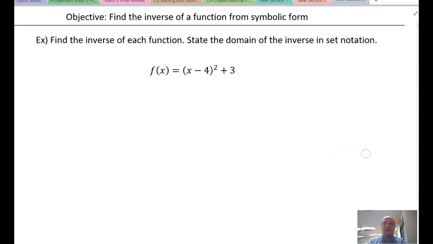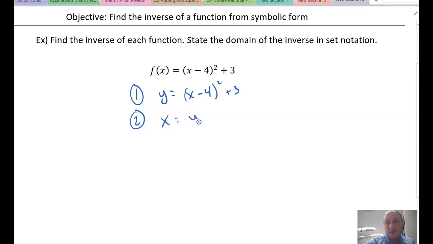We are asked to find the inverse of f of x and state the domain. Okay, step 1. I'm going to go ahead and change from function notation to multivariable, right? x's and y's. Now, why am I doing this? That is because step 2, you have to switch your x and your y. x is equal to y minus 4 quantity squared plus 3.